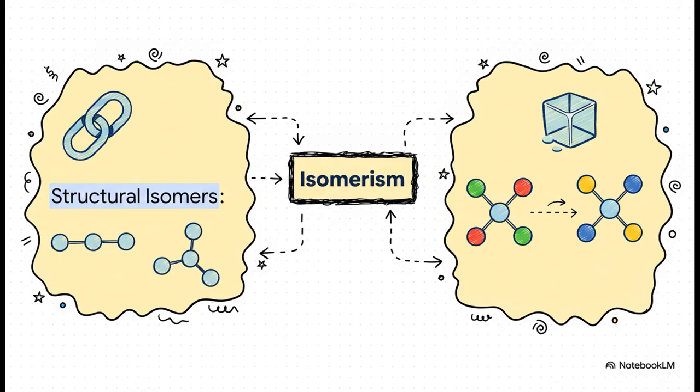Now, this whole world of isomers basically splits into two main continents. On one side, you've got structural isomers. This is where the atoms are literally wired together differently. The whole blueprint changes. On the other side, stereoisomers. Here, the wiring diagram is exactly the same, but the way those atoms are arranged in 3D space is different.